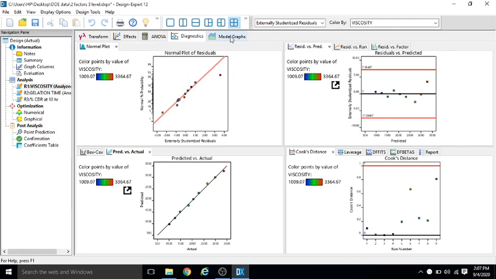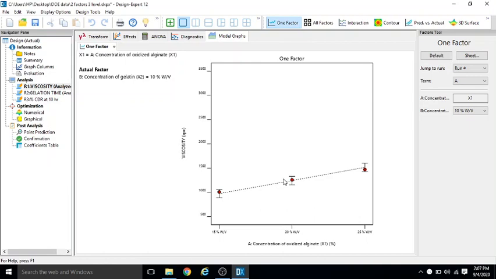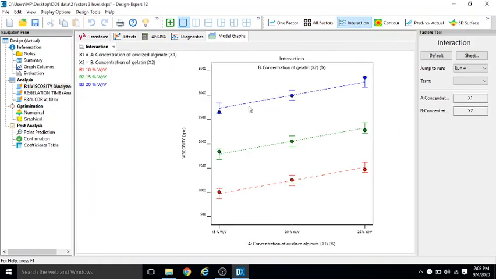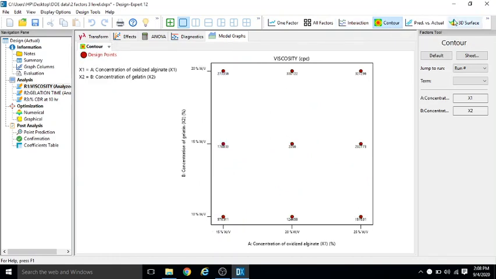And when you click this model graph, it gives an indication that as the concentration of oxidized alginate is increasing, viscosity is increasing when we put all factors here, right? As the concentration of alginate and the concentration of gelatin increase, viscosity increases, right? When you click here on interaction, all lines are separate, so there is no interaction at all. In the contour graph, you can see that readings are very much linear. They are increasing and decreasing in a linear manner.